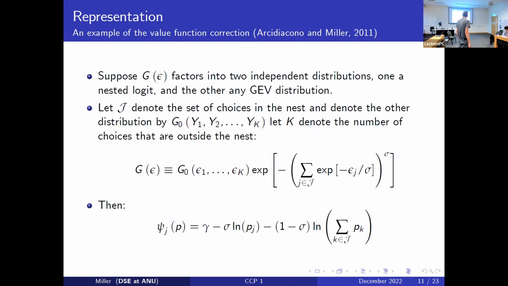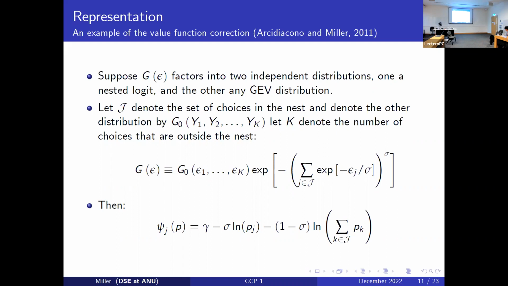Just an example here. The value function correction, just nested logit. Well, then that's what it would be. Okay, that's what this correction would be. So, for example, if there was no correlation between the different alternatives, the sigma would wash out, and you would be left with Euler. This is Euler's constant minus log p. Okay, so that's one way of thinking.